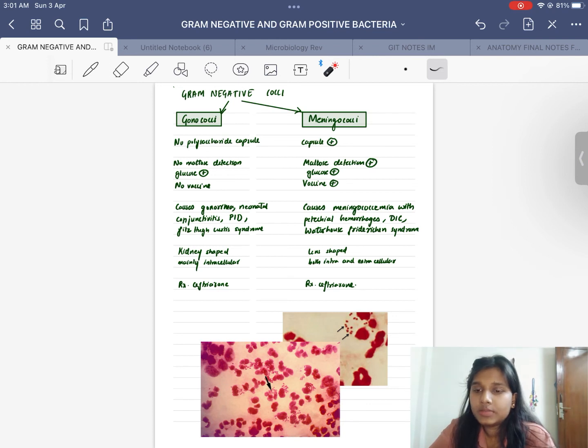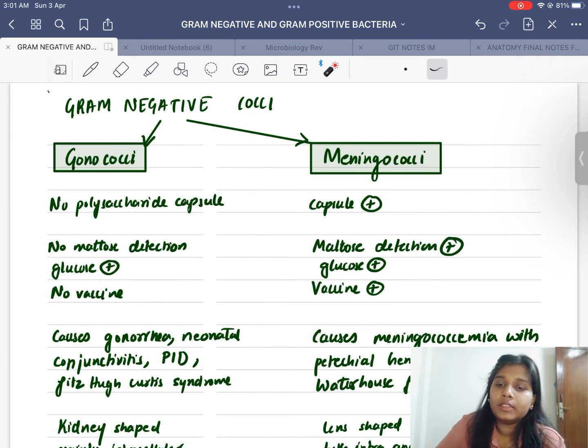Later, now next we go to the coccus. Okay, coccus of gram-negative cocci. You have gonococcus, you have meningococcus. We learned this, right? Gonococcus means Neisseria gonorrhea. Neisseria gonorrhea. And I'll write it here.